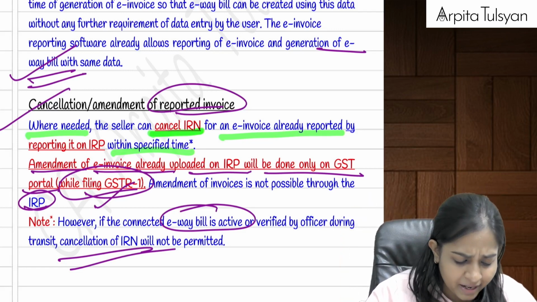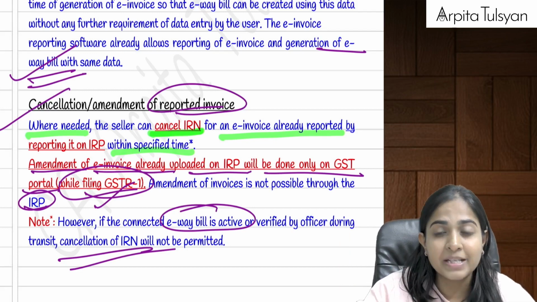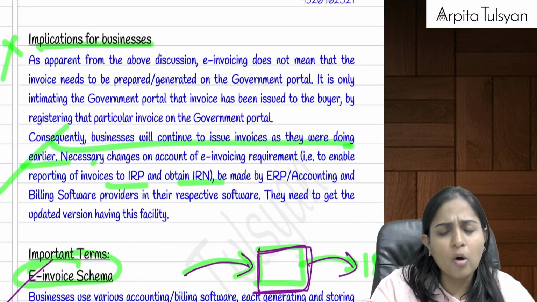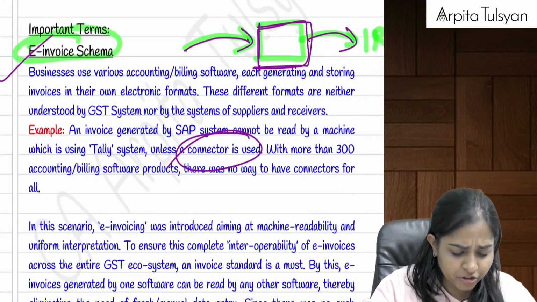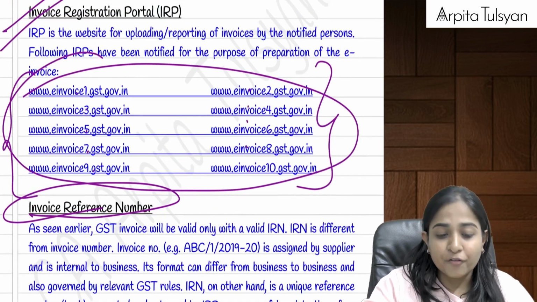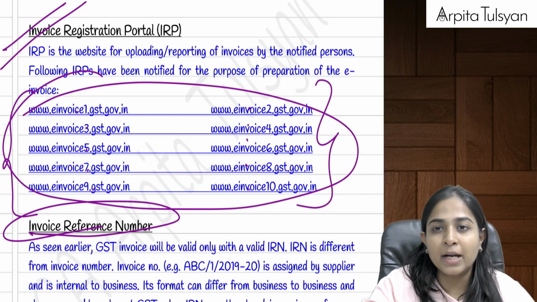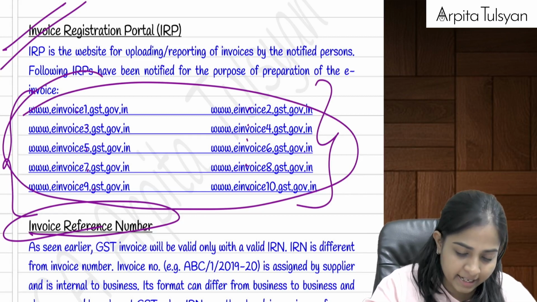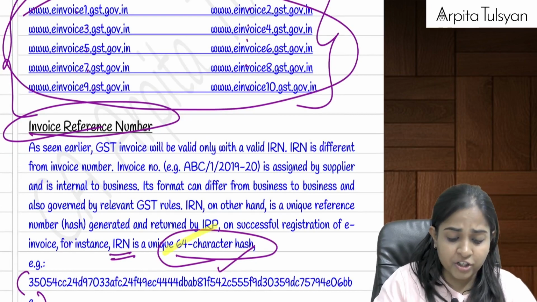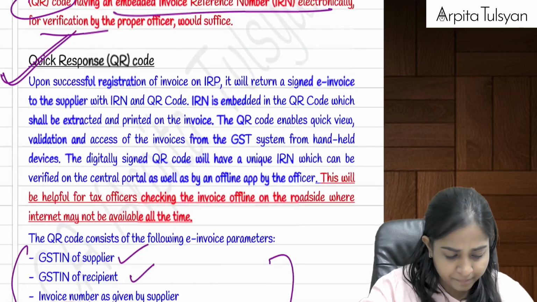Otherwise it can be cancelled, but while filing the GSTR1, that is, while filing your GST return, at that time it can be altered or changed or cancelled, right? Then I had told you the reference of 10 websites, that is the invoice registration portal, where you can go and import your JSON data, etc. Those are these invoices. Then your 64-digit number is generated, that is nothing but your invoice reference number, right?